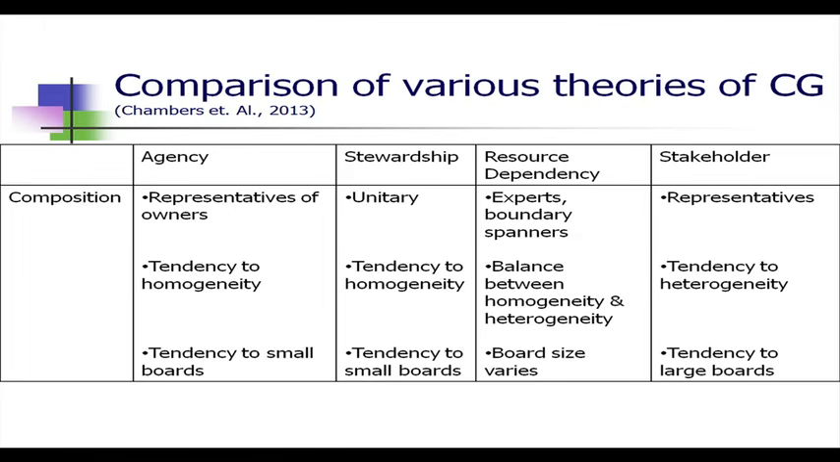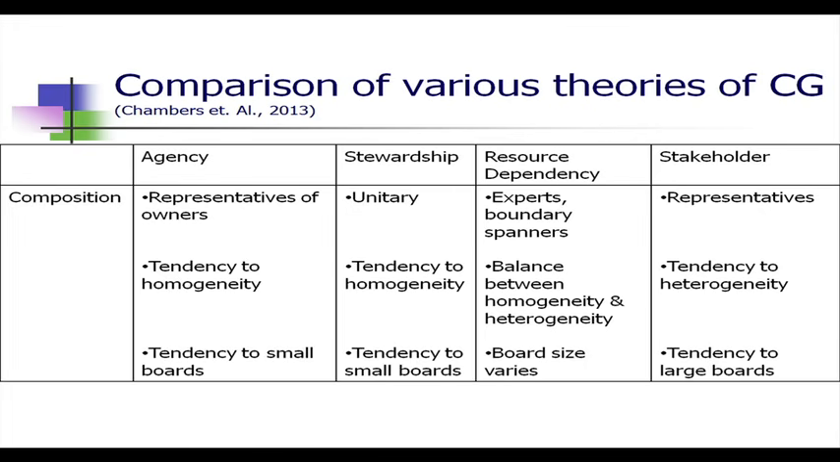As far as resource dependency theory is concerned, the board is composed of experts, boundary spanners, people who can actually go out and find people who can bring in resources. So the board of directors would comprise people who have that kind of network. There needs to be a balance between homogeneity and heterogeneity, because the higher the diversity in the board, the higher the chances of getting a diverse pool of resources that can be fed into the organization and help the organization to grow. The board size could vary depending on what is required by the organization.